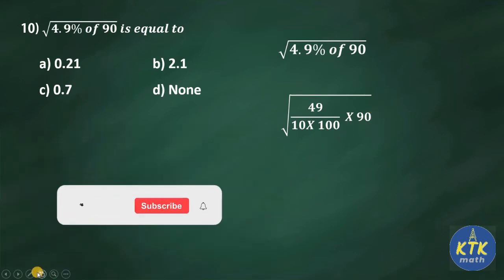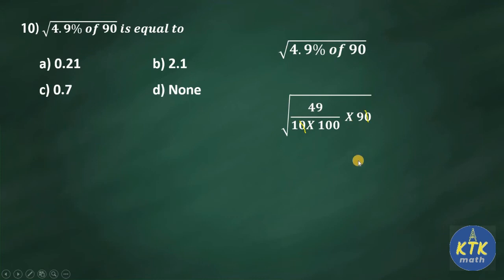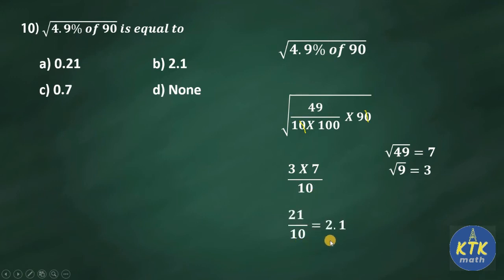Now you can cancel this 10 and 90. That is how many times? 9 times. Now you know the square root values of all these 49, 9, 100, right? So what is the square root of 49? We know it is 7. What is square root of 9? We know it is 3. And we know the denominator square root 100 is what? 10. So all these can be written as 3 into 7 by 10. So 3 sevens are what? 21 by 10. In terms of decimal it is 2.1.